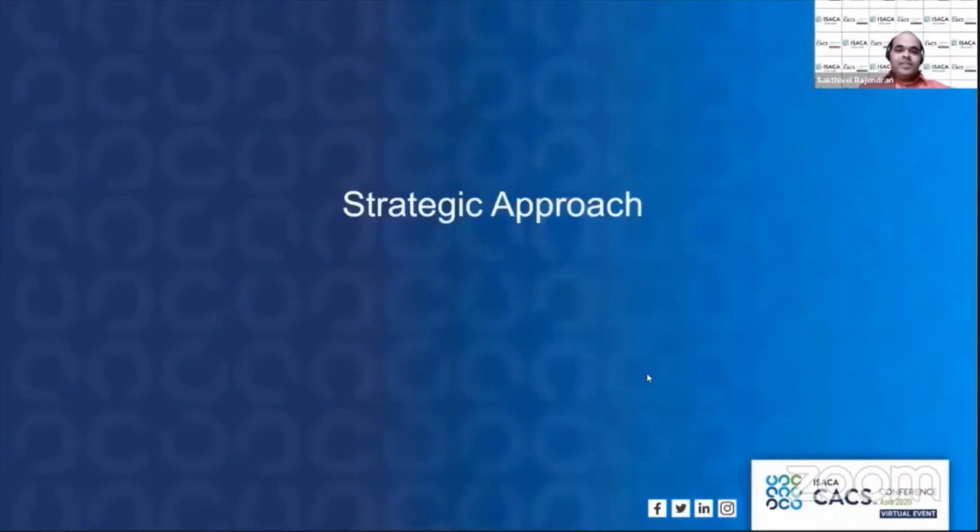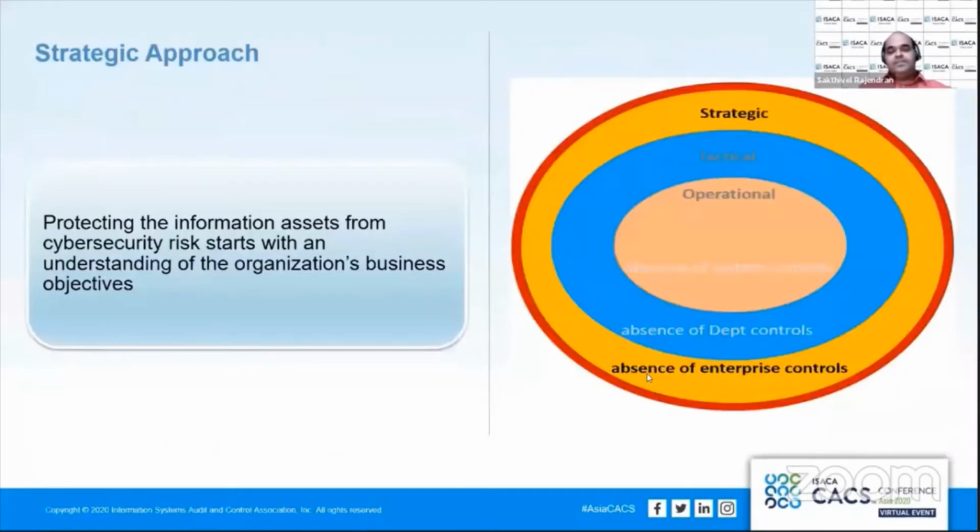The strategic approach in cybersecurity risk management. As I mentioned, the strategic approach to cybersecurity risk management is about identifying control weaknesses at the perimeter level, which are commonly or centrally managed and which are relevant across the whole organization. In order to do so, it's important to understand the organization's business objectives, because we are talking about the strategic approach.